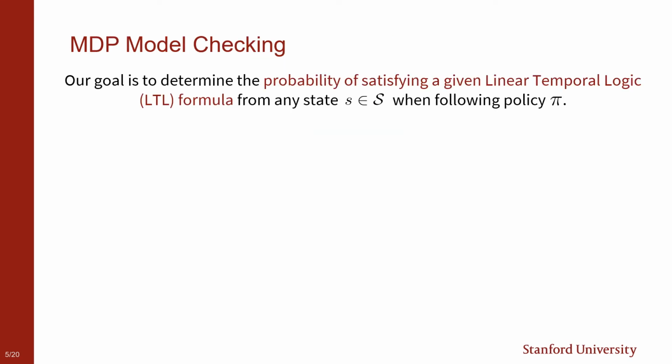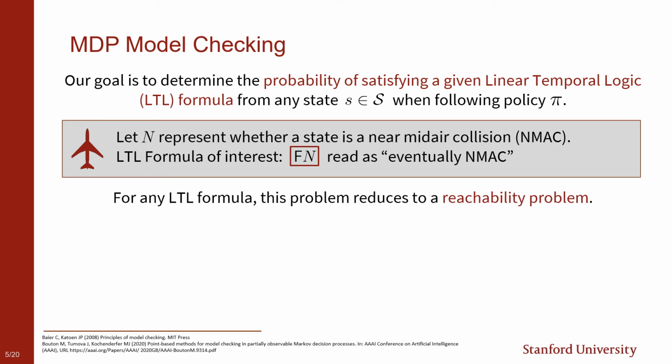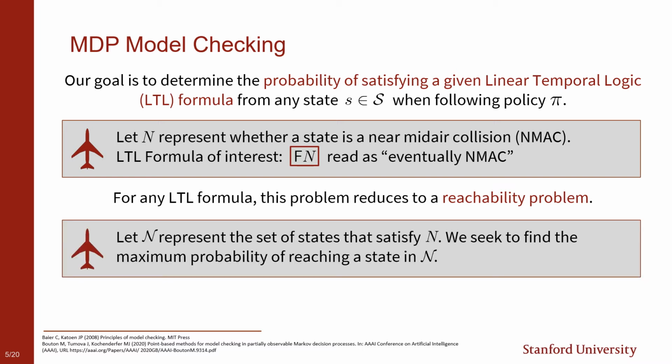In MDP model checking, we are trying to determine the probability of satisfying some linear temporal logic formula from any state in our state space, given that we follow policy pi. So for example, in the aircraft collision avoidance problem, we're interested in whether or not the policy will result in a near mid-air collision, or an NMAC. This translates to the LTL formula eventually NMAC, meaning do we eventually end up in an NMAC state? And it turns out that for any LTL formula, this problem can be converted to a reachability problem. In this case, doing so is pretty simple. We're just interested in the probability of reaching any state in the NMAC region.